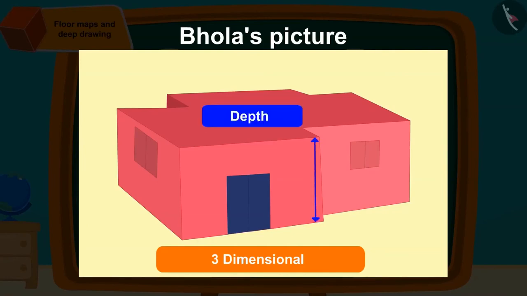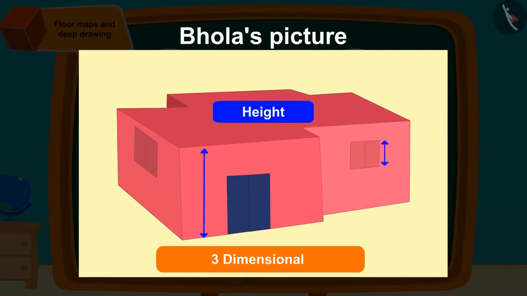And that's how we can tell about the height of the room or window from the picture that Bhola had made. Since we can also estimate the depth, we call the pictures drawn by Bhola deep drawings.